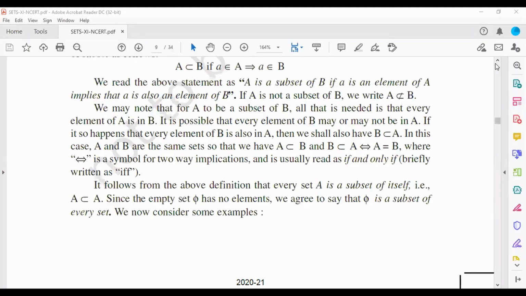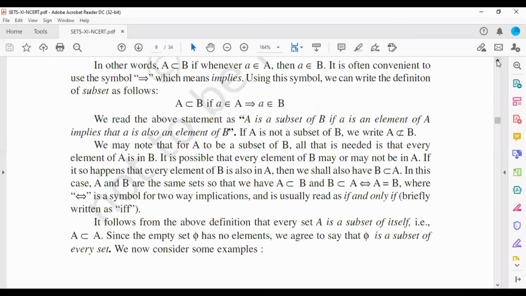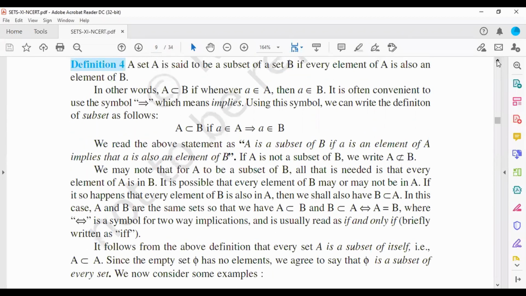We started a topic called subset. So the definition: A is said to be a subset of B if every element of A is also an element of B. There are a few symbols we had learnt. What are they? A subset symbol.